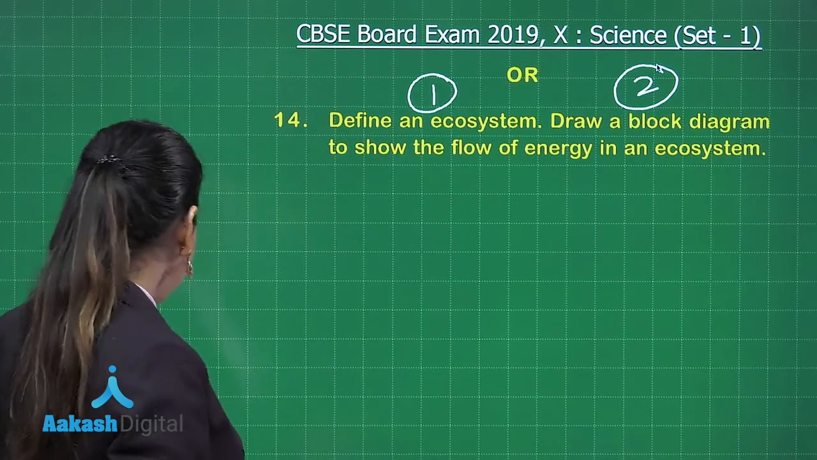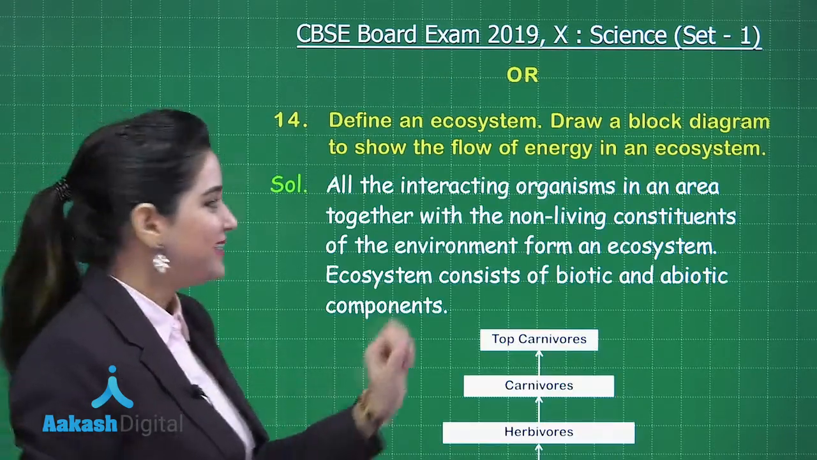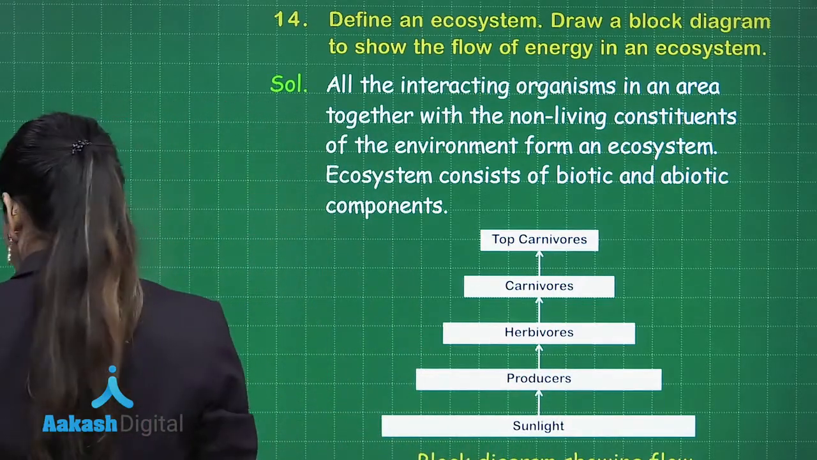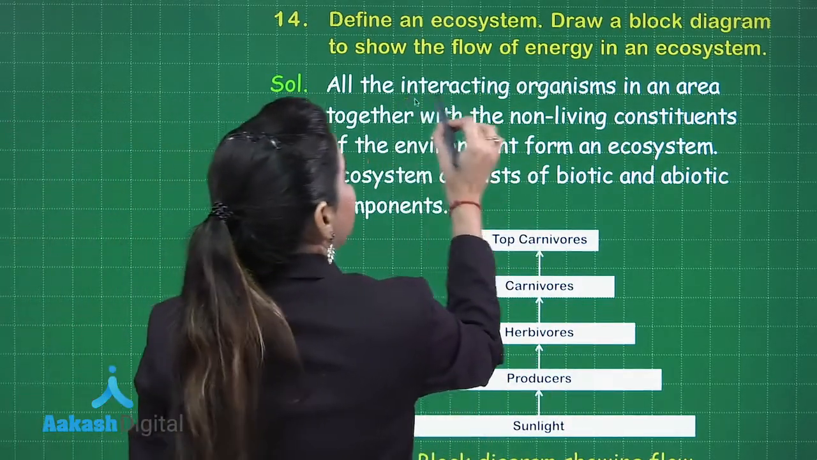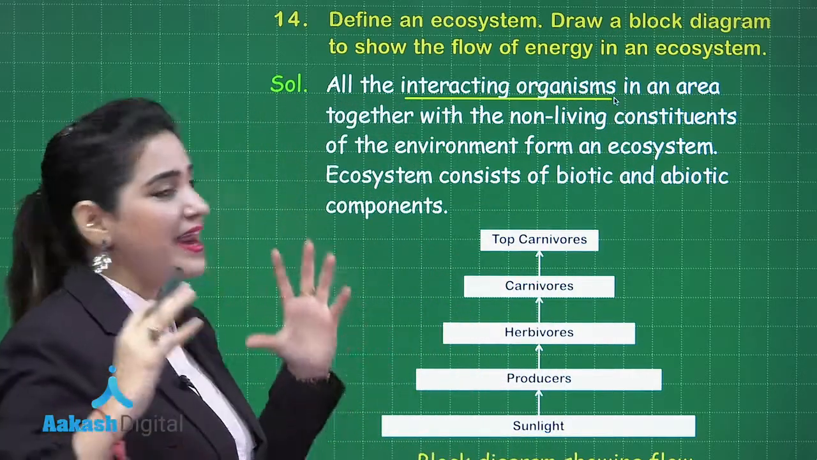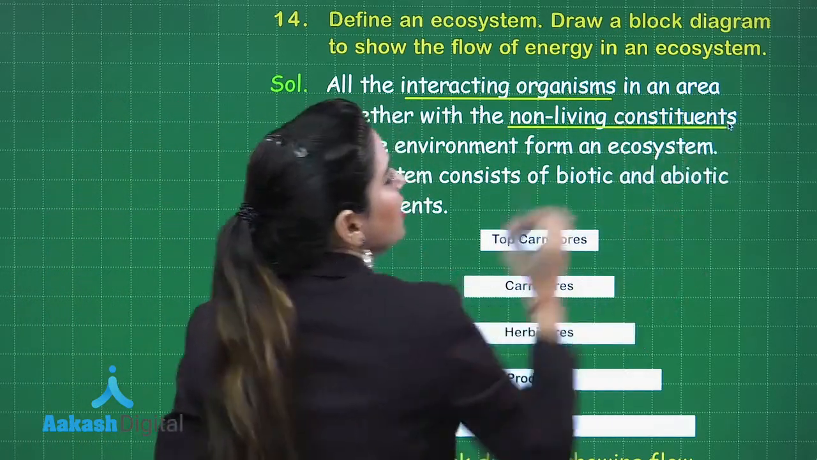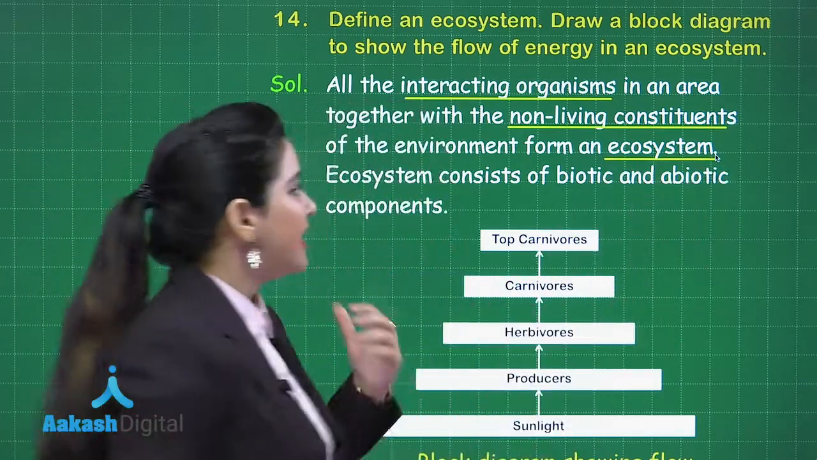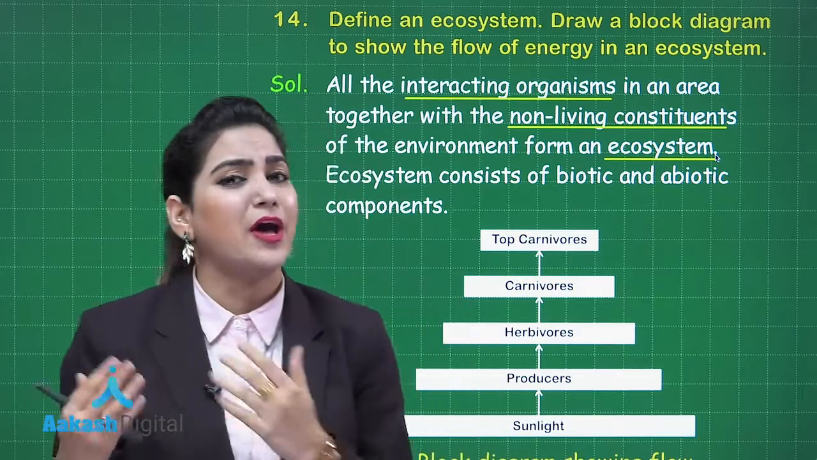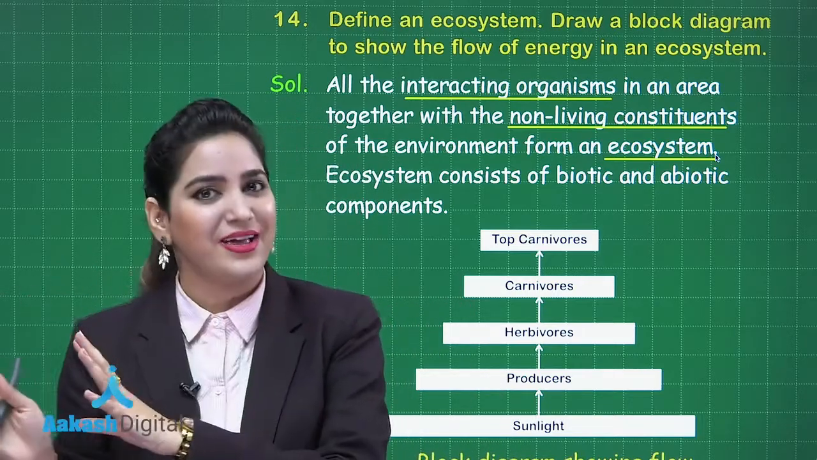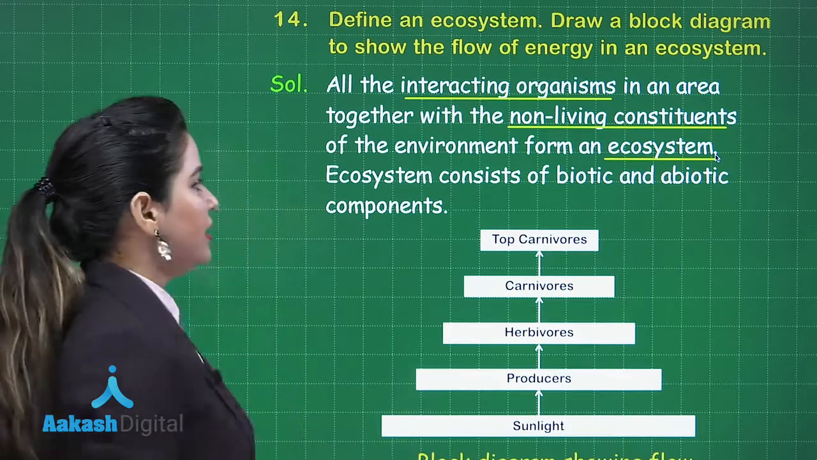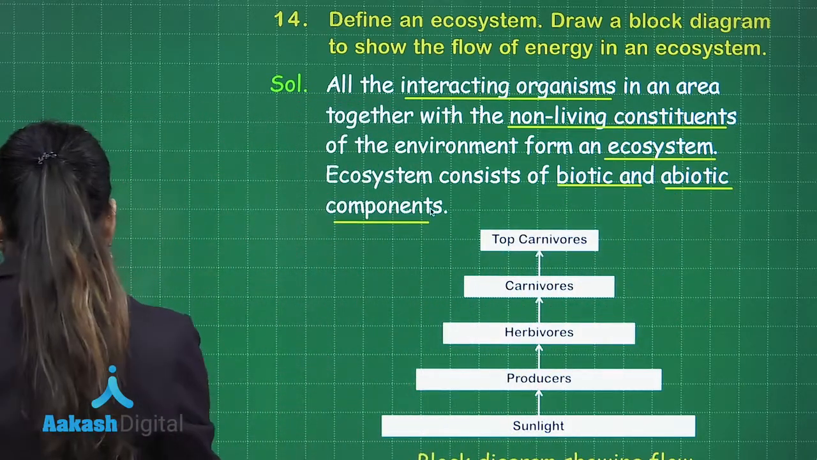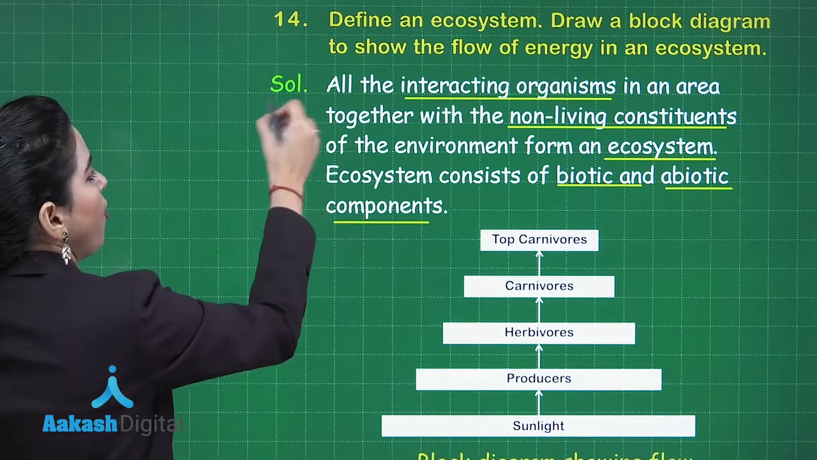Now let us see how we write it in exams, the best way to write. So what is an ecosystem, students? The definition is here. All the interacting organisms in an area together with non-living constituents of the environment form an ecosystem. So remember, ecosystem consists of biotic. Biotic means living. Bio means living. And abiotic means non-living. So ecosystem consists of biotic and abiotic components. And as I said, this definition is going to give you 1 mark.